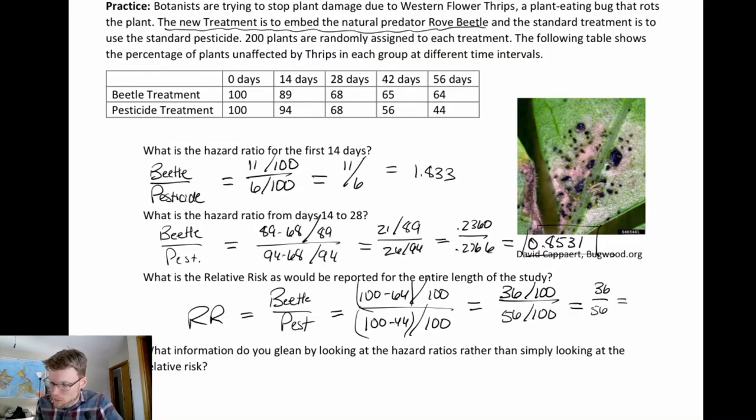And this number comes out to 0.6429, I think. 0.6429. So that means that the risk for infection for the beetle group is 0.64 times that of the risk for the pesticide group over the entire length of the study, over these entire 56 days.